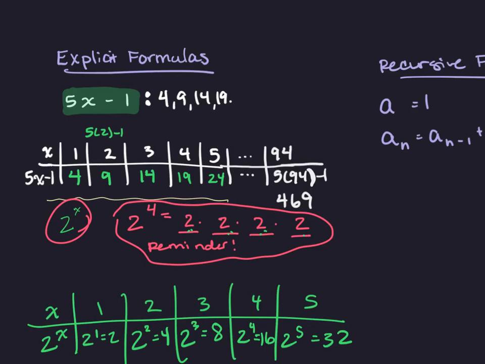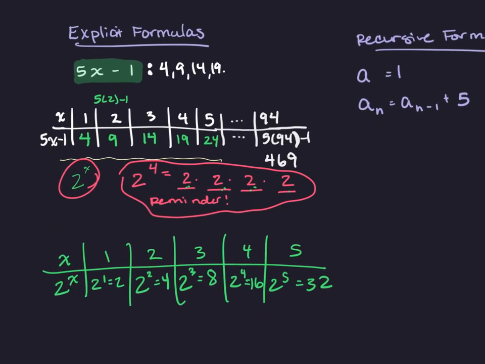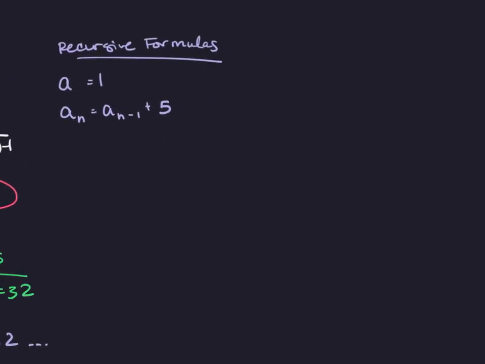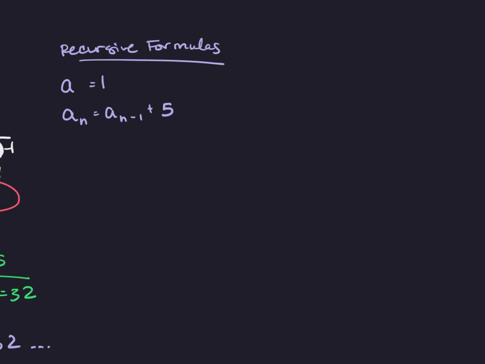So the sequence that we get out of this, 2 to the x, would give me the sequence 2, 4, 8, 16, 32, ... Cool. Well, let me know if you have questions. Let's move over now to talk about recursive formulas. Oh, and I see that I forgot some stuff here. My bad. This is meant to be a 1.